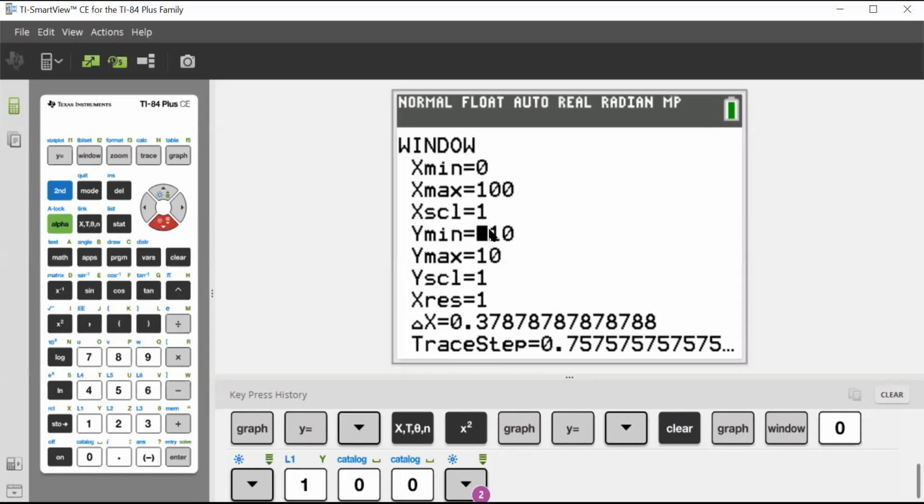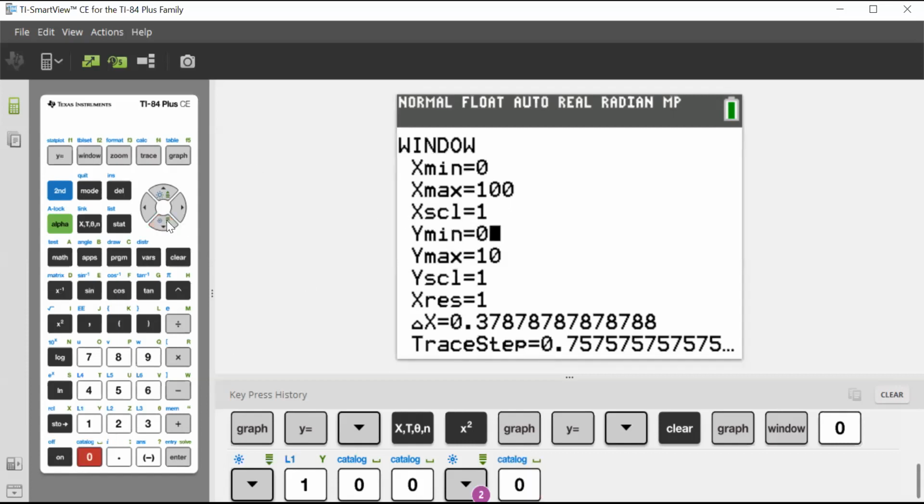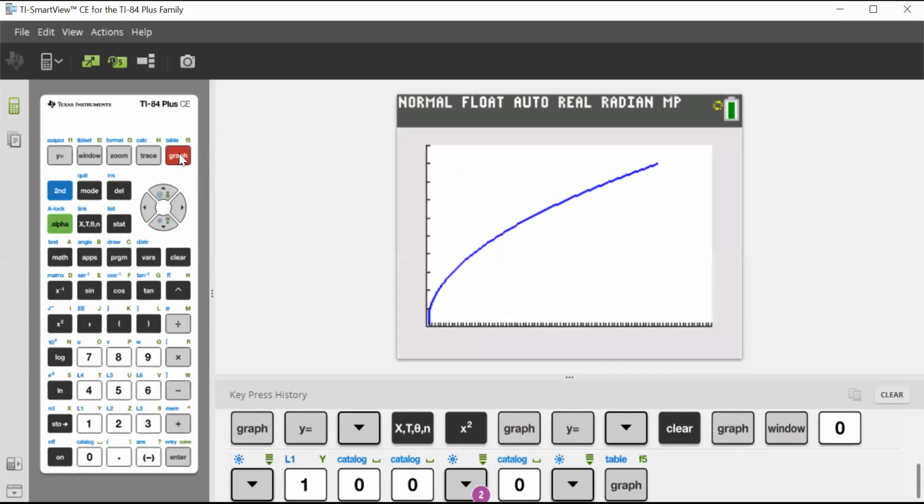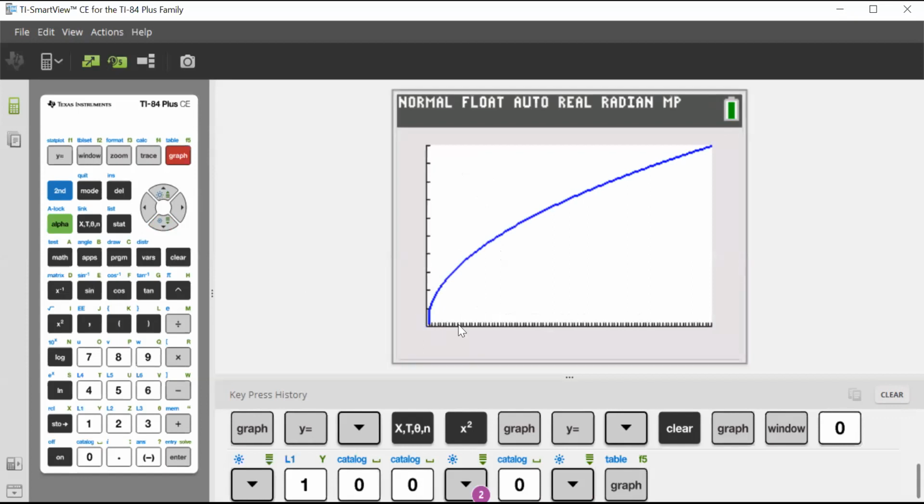I also know that the output values, in this case the y values, of the square root function don't go negative, so I don't need to have any negative numbers there, so I can make that count from 0 to 10. And I'm not going to change anything else. Now when I graph my function, notice that the graph takes up the whole picture. And notice another thing, because I did 0 to 100 along the horizontal axis, there's a lot of tick marks along here, probably more than we need.